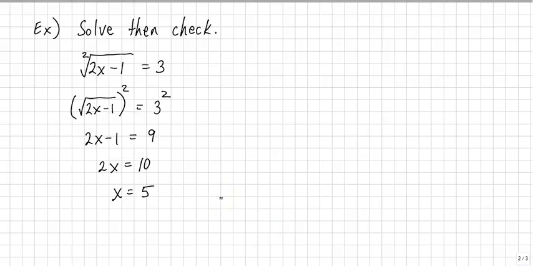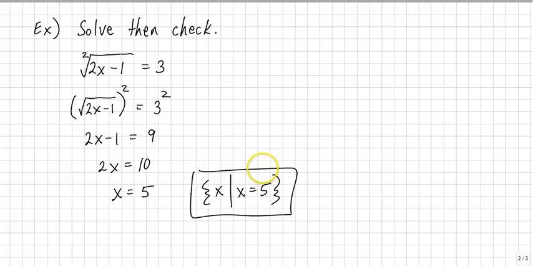But remember, we write our answers as sets. This is algebra. We use set notation. So it'd be the set of all x such that x is 5. To check this equation, you check it the same way you check any equation. You take your answer and plug it in and see if you get a true statement. So 2 times 5 is 10, minus 1 is 9, the square root of 9. The principal square root of 9 is 3, which is what we have, so that's true.